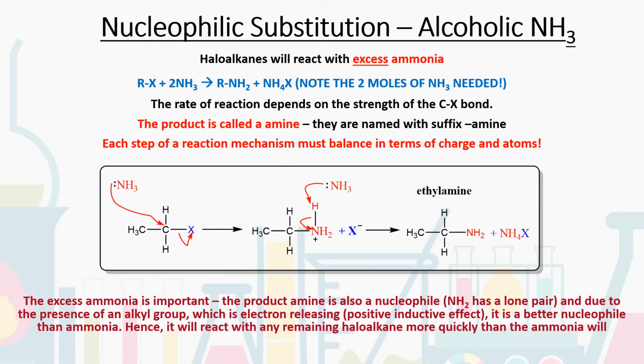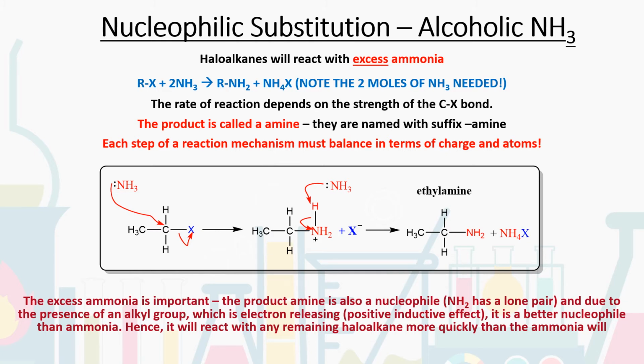And due to the presence of an alkyl group, which is slightly electron releasing, what we call the positive inductive effect, alkyl groups tend to just kind of slowly push their electrons slightly towards electronegative species like the NH2 on here. It's a better nucleophile than the original ammonia was. So if we didn't have excess ammonia, it would react with any remaining haloalkane more quickly than the ammonia would.